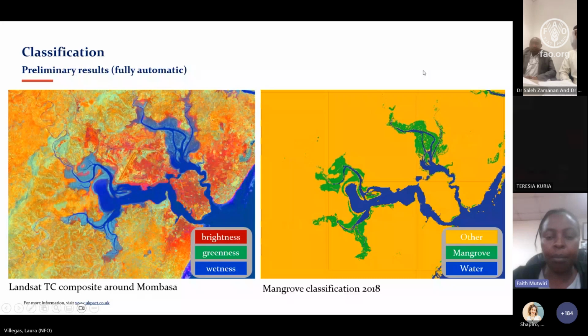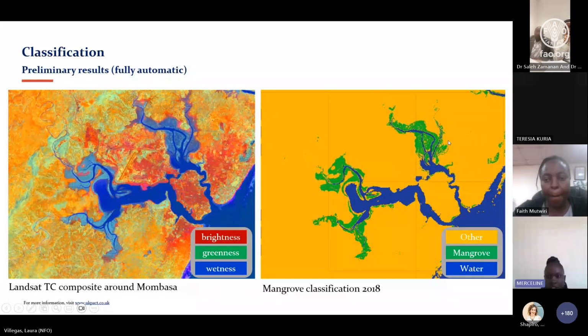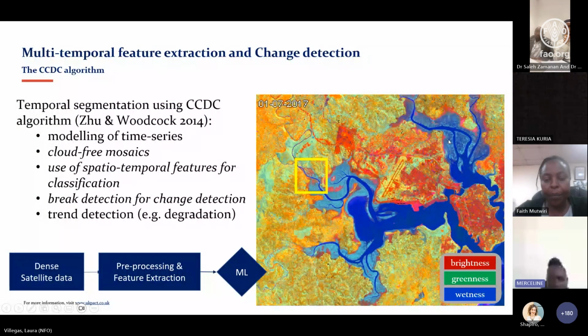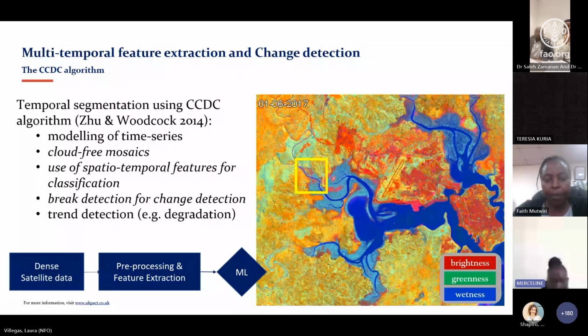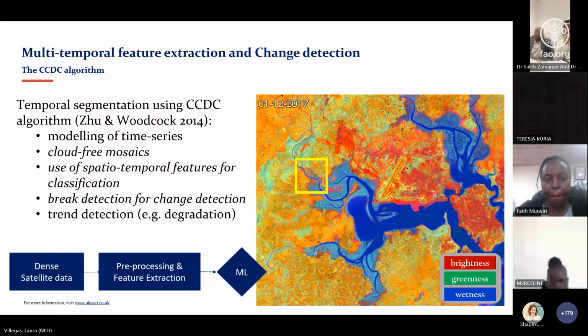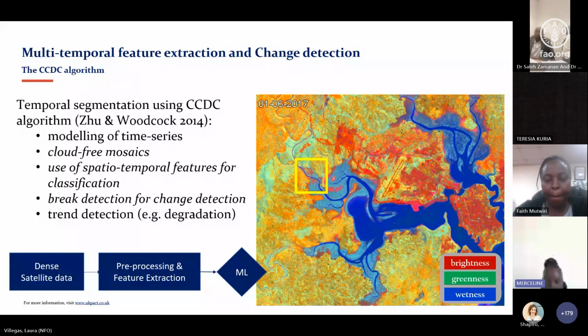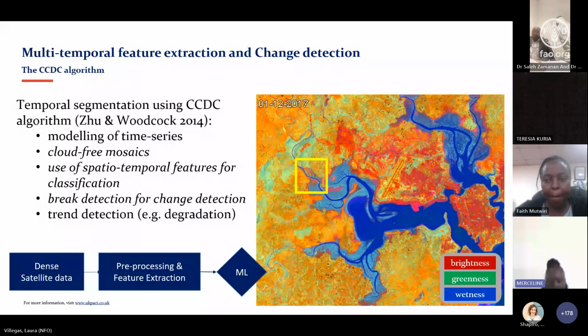At this particular point, where we have the results, I'll hand over to Marceline, my colleague from DRSRS, to continue and give us the results of what we did using the methodology that I just described. Marceline. Thank you very much, Faith. My name is Marceline Ojwala, and I'm working with the Directorate of Resource Surveys and Remote Sensing. I'll be picking up from where she has left off to elaborate further on what we did in our classification.